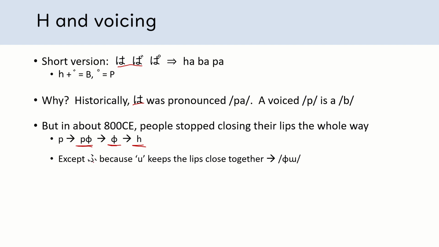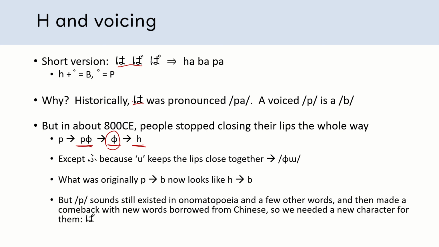F is our one exception because U, the vowel U, keeps our lips close together already. So our lips don't separate like they do for, like, open your mouth and say ha. But you don't open your mouth and say hu. That's not a thing that you can do. So instead, your lips are already close, and that's why still today, instead of saying hu, we say fu with this sound here, that fu sound. Now, that's how P kind of left the language. So what originally was pa-ba now ends up looking like ha-ba. And that's how we pronounce it now.